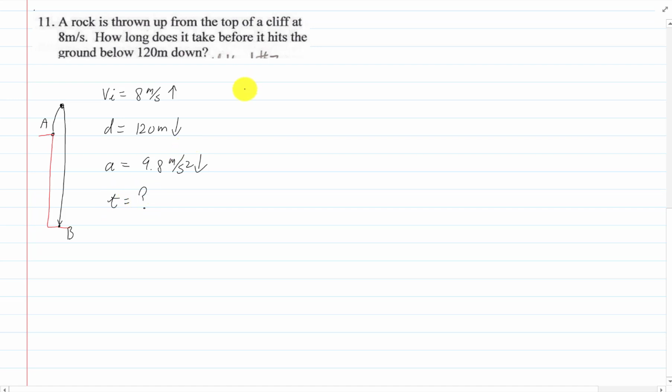This gets me a little worried. Why? Well, we're going to use this formula: D equals VIT plus 1/2 AT squared. D is 120. VI is 8. I'm making a mistake, yes, on purpose. Just see if you can figure it out. 1/2, and then 9.8, and T squared.